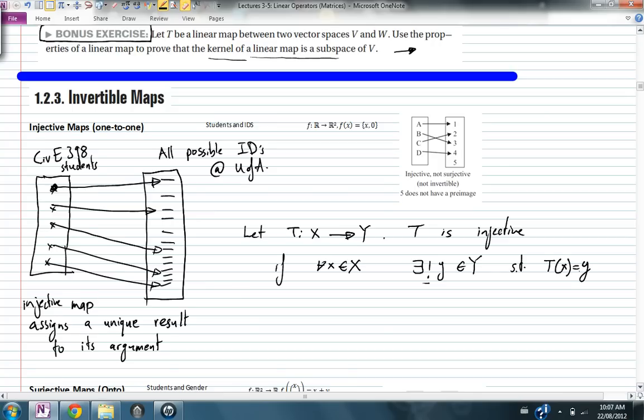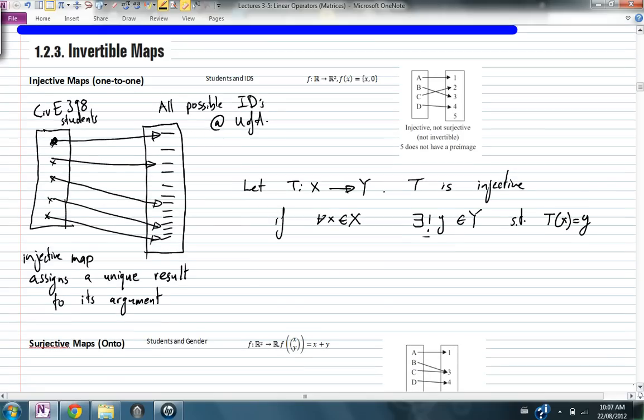For example, CV398 and all the possible IDs. Now, I cannot find an inverse to this map because there are some IDs here where, if I try to find a student in CV398 that corresponds to this ID, I am not able to find such a student. So I'm not able to invert this map.